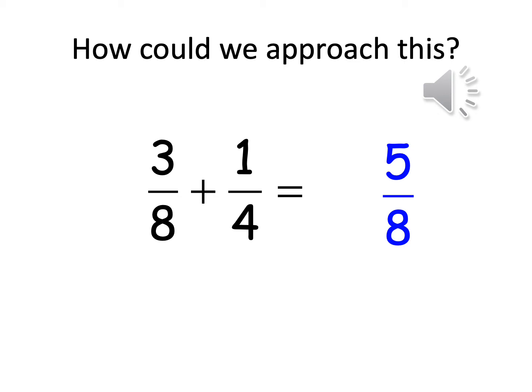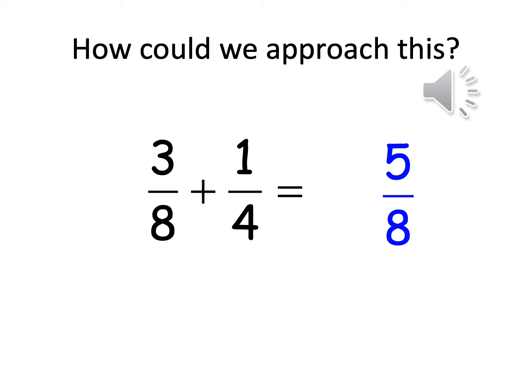Right, let's have a look at this sum now, because this is a little bit more complicated because the denominators are different. So when we are adding fractions but the denominators are different, we need to find an equivalent fraction. This is where we need to multiply either one or both of the denominators so that they are the same. 8 is a multiple of 4. What do I have to do to 4 so that 4 is 8? Well, I know that I multiply 4 by 2. 4 times 2 equals 8.